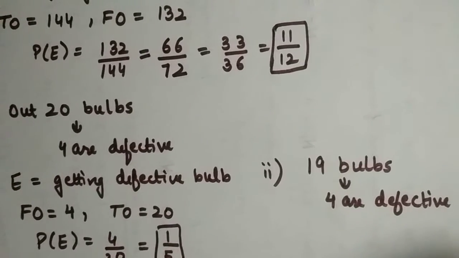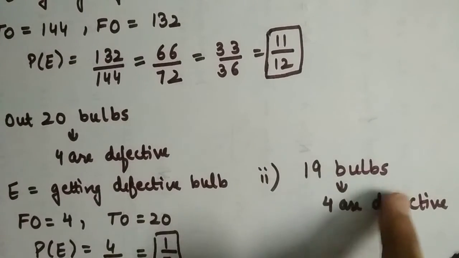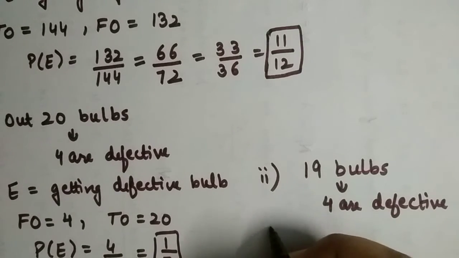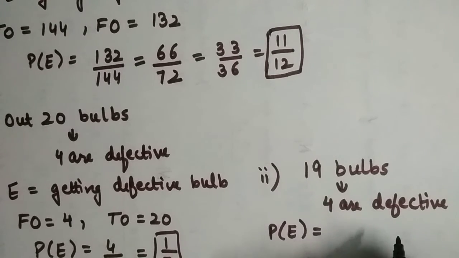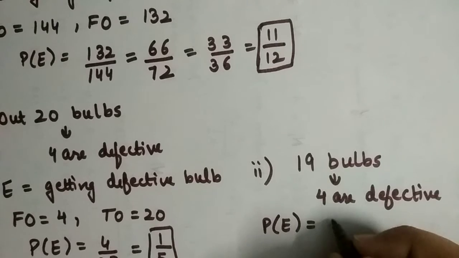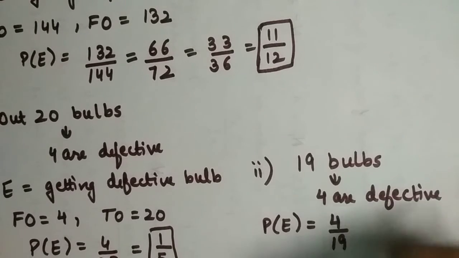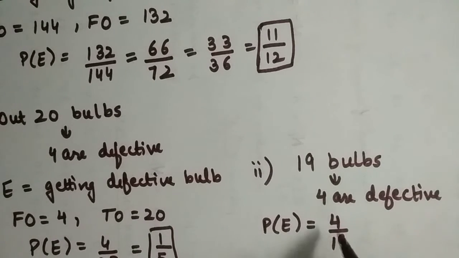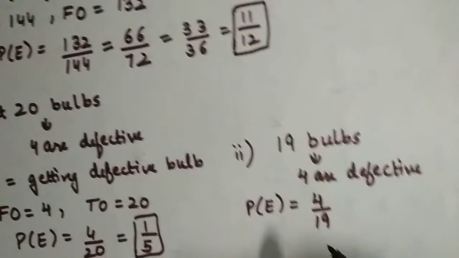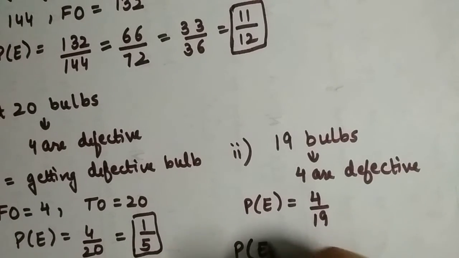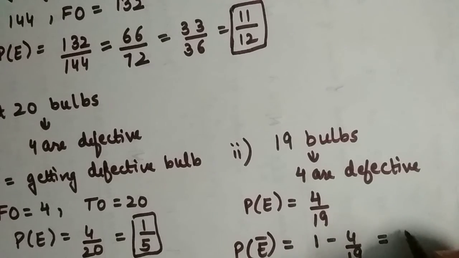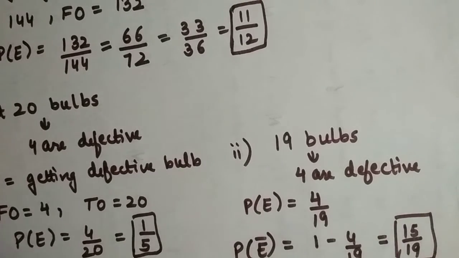Okay, so now we have to find the probability that the bulb we will take out from this box now will not be defective. So first of all, we will find out the probability that the bulb will be defective. It is 4 by 19 because defective bulbs are 4 and total number of bulbs is 19. Now the probability of not getting a defective bulb is 1 minus 4 by 19, which is 15 by 19. So this is your answer.